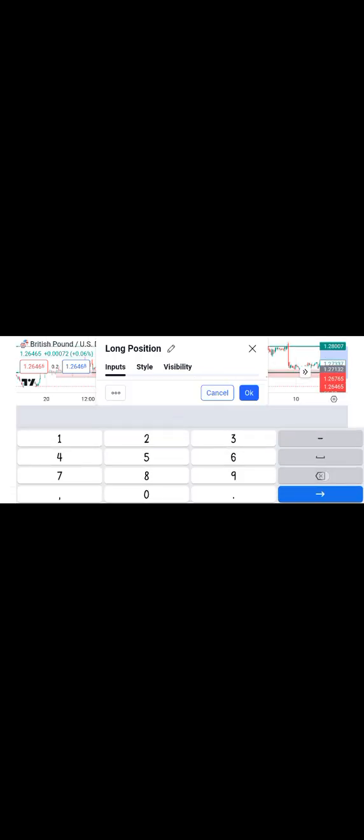That's 1.27027. So we double tap on this, our long position. Double tap. 1.270. So our entry is 1.27. That's our entry price. Then tap on OK. So you can see we are not even losing much in this trade. We are just losing small.